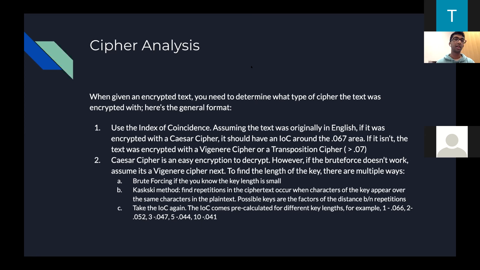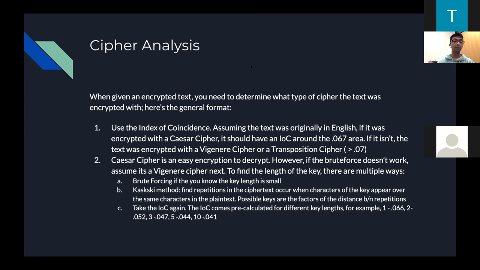of coincidence because I'm going to first assume, hey, it's probably a Caesar cipher just off the top of my head. So if I do find it in the area of 0.067, I'm going to assume it's a Caesar cipher. Once again, the index of coincidence is really just a bunch of statistics gathered over the course of many years, so it's not always going to be accurate. So given an encryption, I'm always going to say, hey, let me try a Caesar cipher first. And the main way to deal with a Caesar cipher is, of course, brute forcing. That's all you have to do.